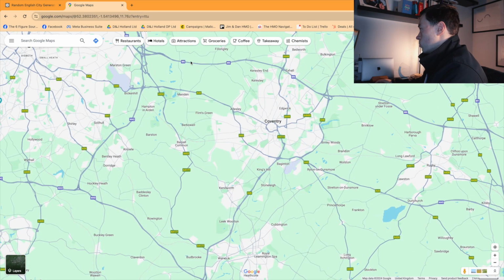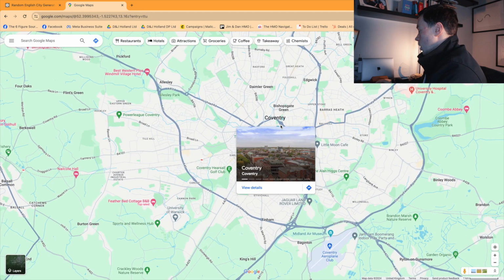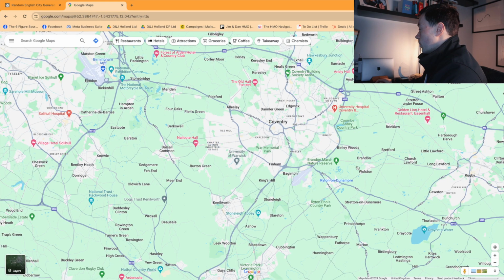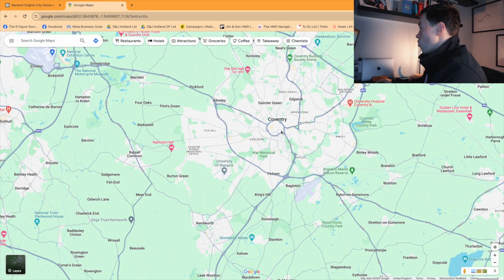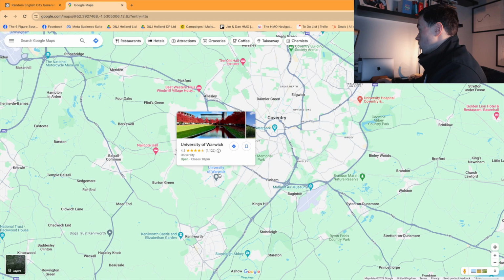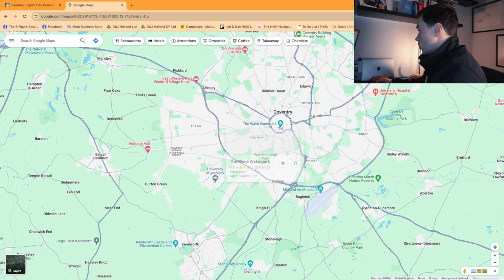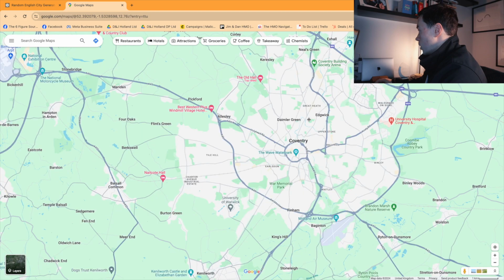Let's have a look. We've got some good links, not far from the M6, which is going to be useful. Some major A roads here coming in and out of Coventry. I have actually been to Coventry. I did a bike ride around Coventry, but I know nothing about where to buy property. University of Warwick. So there's first win already there. The Wave Water Park. There's a hospital there.